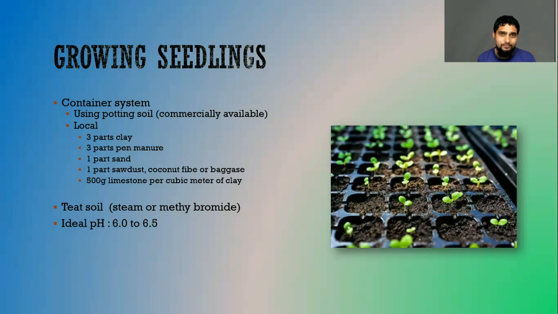The ideal pH to achieve on the soil would be around 6 to 6.5. And one of the reasons for adding the limestone is to adjust the pH so that you can have the ideal pH to grow the seedlings.